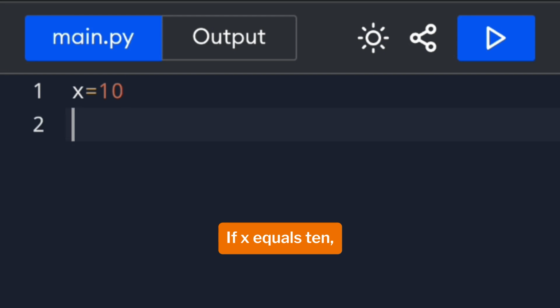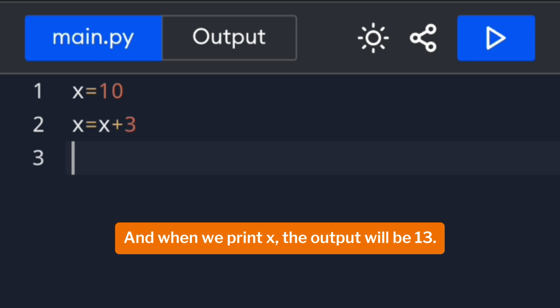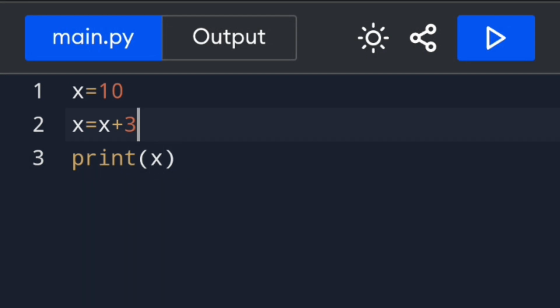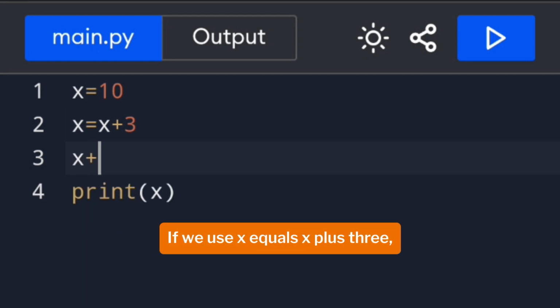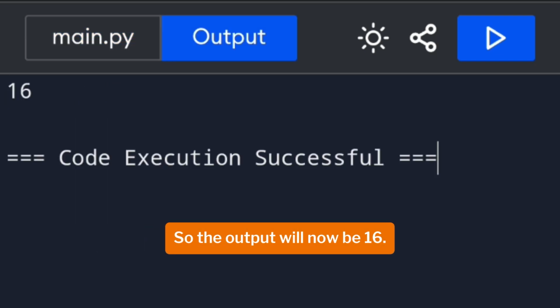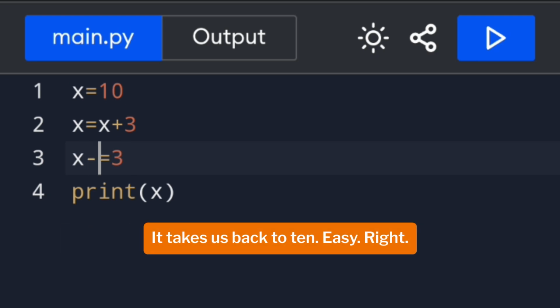We can also update variables like this. If x equals 10, then x equals x plus 3. And when we print x, the output will be 13. But wait, there's more. If we use x plus equals 3, it means we're adding 3 again, so the output will now be 16. But what if we subtract? With x minus equals 3, it takes us back to 10.